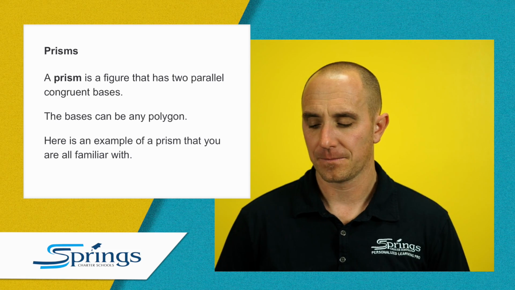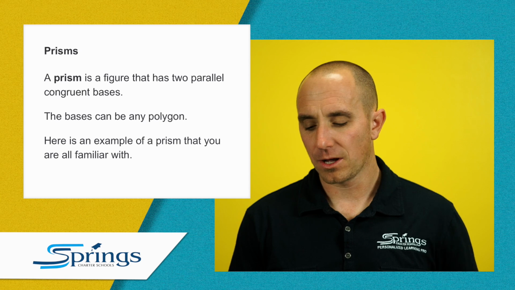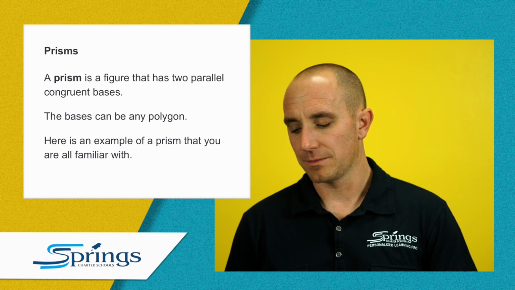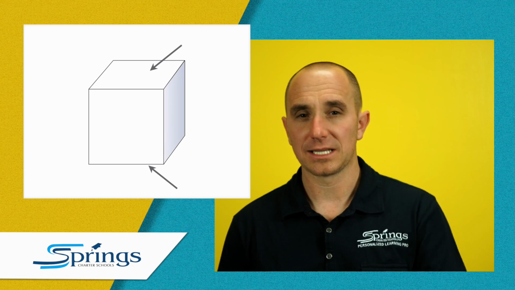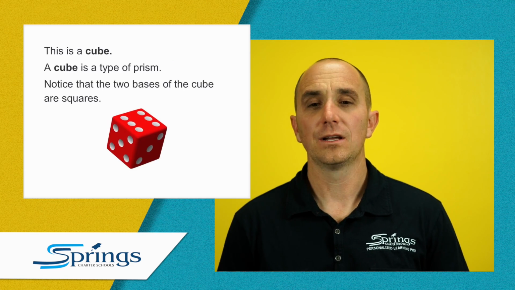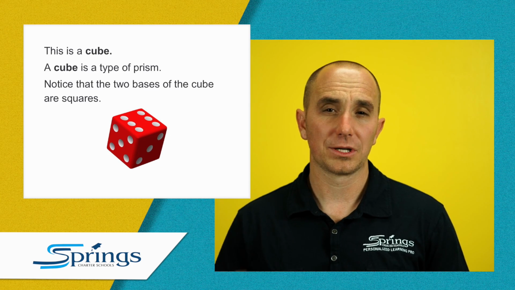Remember, congruent's the same. The bases can be any polygon. Here's an example of a prism that you're all familiar with. Okay, so there's your typical prism. Notice that the two bases on the top and on the bottom are both squares. They're both the same. Okay, so that particular prism is a cube.